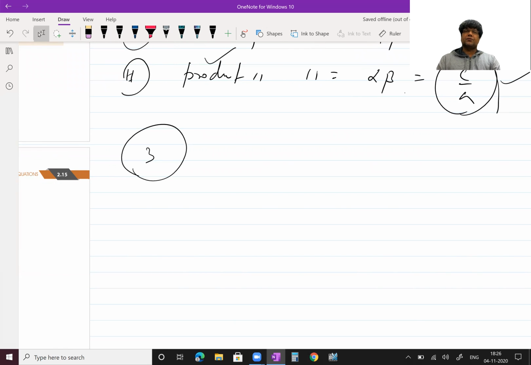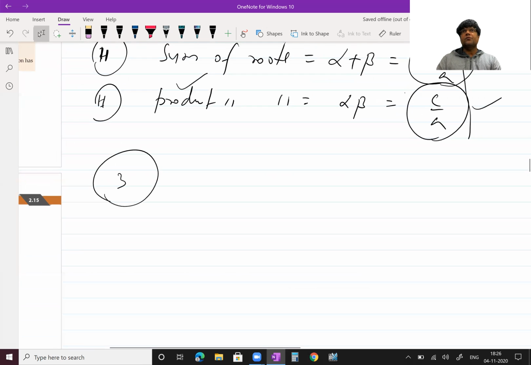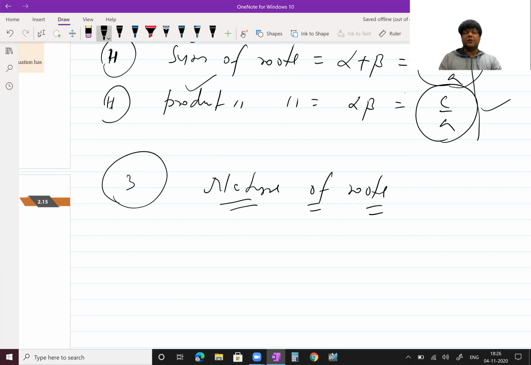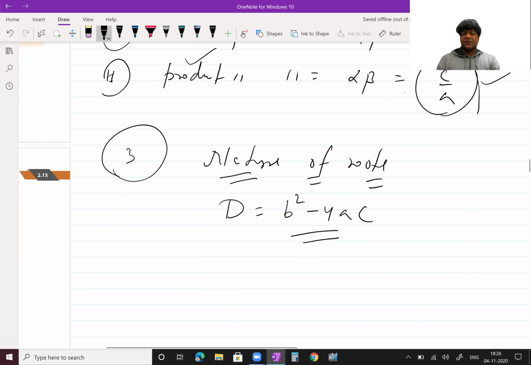So guys, the third thing is nature of the roots. For nature of the roots, there are formulas given. Already you have written nature of roots. Very important, guys. And this total thing, nature of roots, will be decided by only one thing. What? D. What is that D? Discriminant, and that is equal to b square minus 4ac. Already you have written, not going to write again.